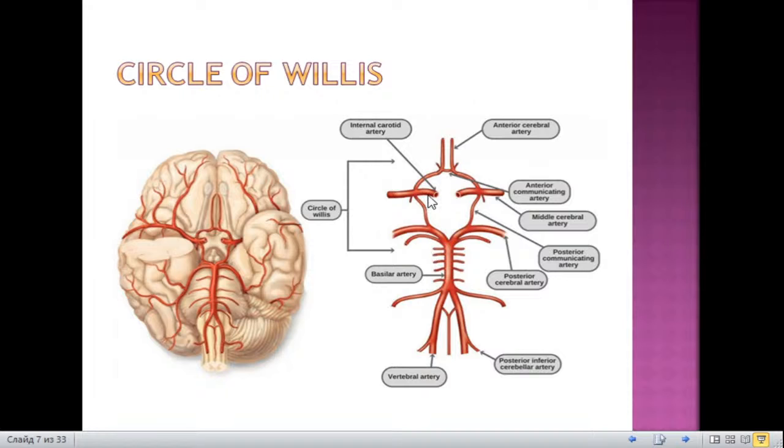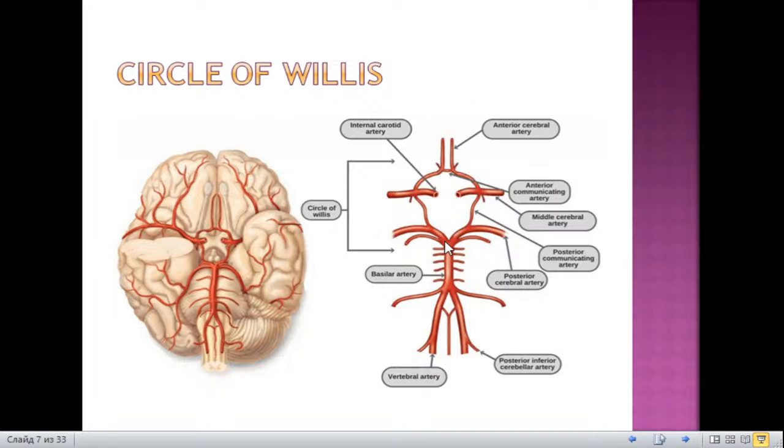Third element is the internal carotid artery. After that, fourth element is the posterior communicating artery. And the last one, fifth element, is the posterior cerebral arteries. So also it is paired. 1, 2, 3, 4, 5.